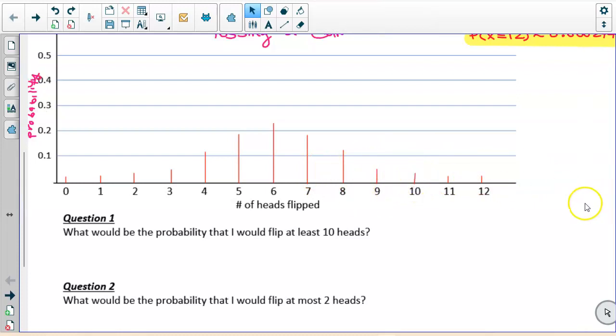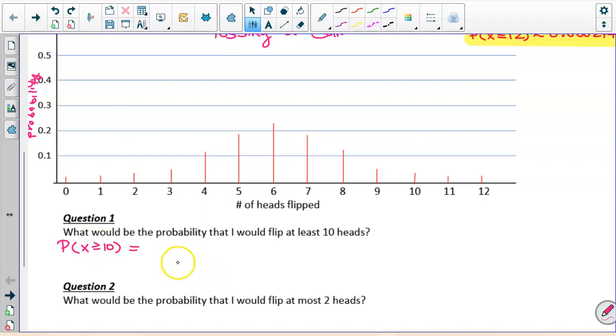That's drawn in. It says, what would be the probability that I would flip at least 10 heads? At least. What does that mean? 10 or more. Yes. So what's the probability that I would flip greater than or equal to 10? Now, since I've already found each of these individual ones, what can I do? So I can add the probability that x equals 10 plus the probability that x equals 11 plus the probability that x equals 12.